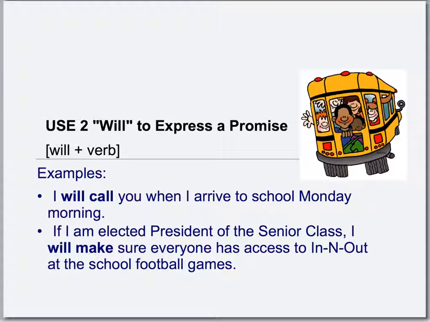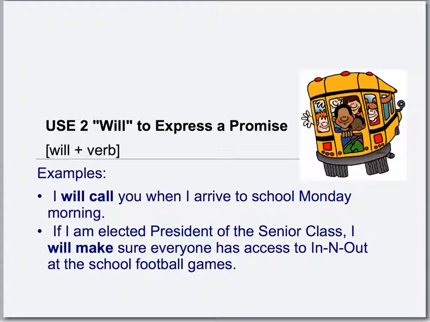Using will to express a promise. Will is usually used in promises. To construct this simple future form, you use will accompanied by a verb. For example, I will call you when I arrive to school Monday morning. Will is accompanied by the verb call. In this example, the speaker is promising to call the recipient on Monday morning when they arrive to school.